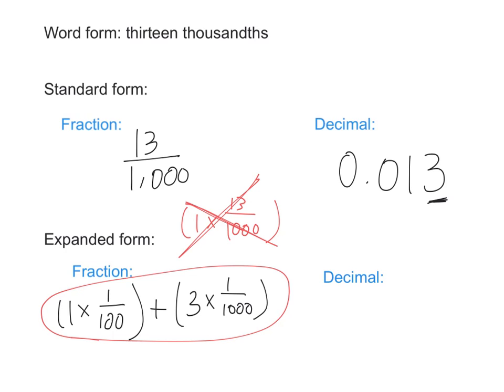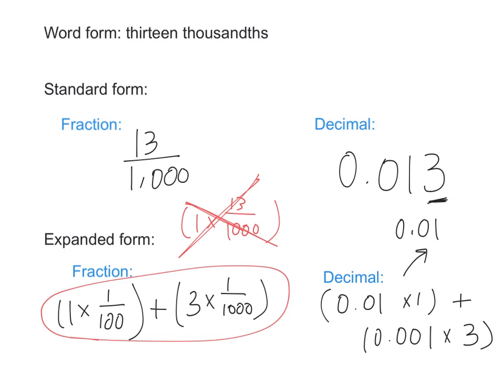Sonia? You can write 0.01 times 1, okay, times 1, I could. And then 0.001 times 3. You got it, okay? And this one, we could actually write it just as 0.01 plus 0.003. It's the same thing, right? Good.